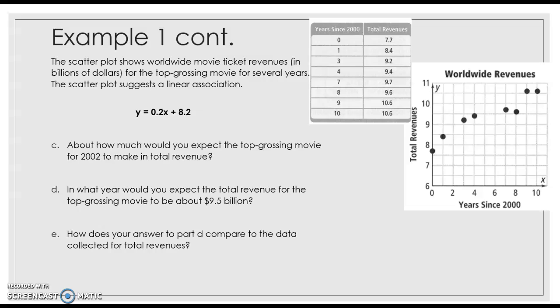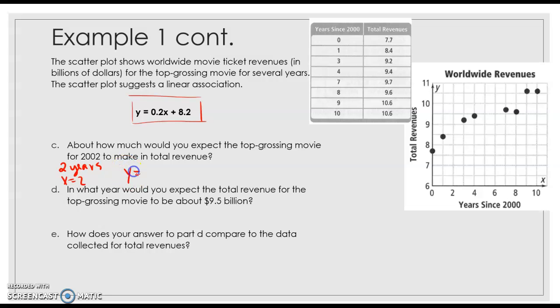Okay, after that, we have example one continued. So here's that trend line. This is that trend line equation that we found before. About how much would you expect a top grossing movie for 2002 to make in total revenue? So we're going to use that equation and the year that we're going with. 2002 is 2 years after 2000, so I'm going to plug in 2 for x. That means that x equals 2.